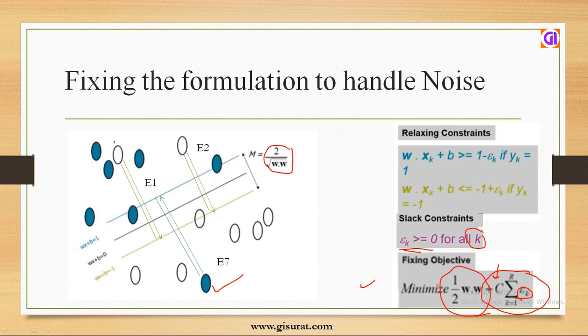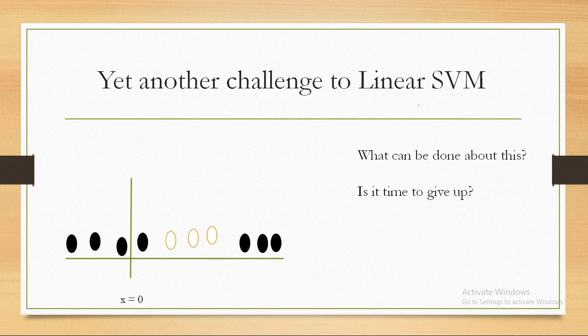Like here, I have two unfilled points in the filled area and one filled point in the unfilled area. Dealing with that is known as the soft margin, but this is known as a noisy data set. So now, fine. What is the other challenge? We will see that in the next session.